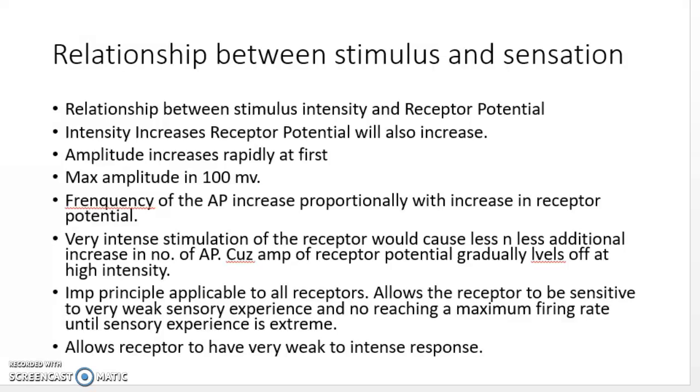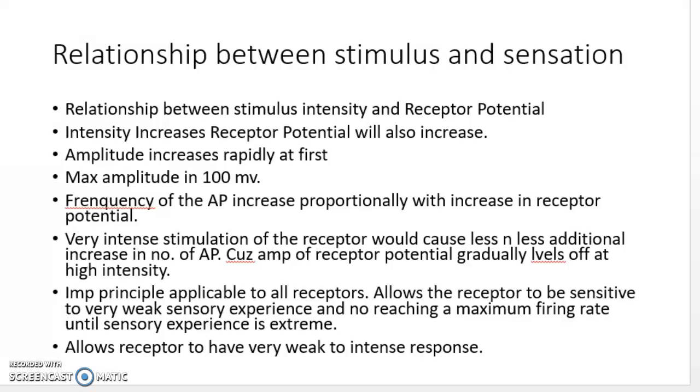Let me just recap what I'm saying over here. As intensity increases, the rate of discharge increases, and the receptor potential also increases. Note the amplitude increases rapidly at first, but less rapidly at high stimulus. The maximum amplitude of receptor potential is 100 millivolts and is elicited at extreme cases of intensity.